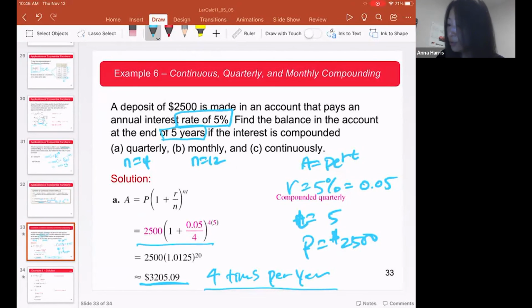All right, so you get 3205.09. You know what? It's not a small amount of money that you made. Just look at that. With the $2,500 invested for 5 years at 5%, you make $705.09, which is a lot of money. So that is why you need to do investments. Like if you work, you need to join a 401k. Because the 401k is compounding every time you put in your money. The interest that you have also goes into your investment. So your money grows faster.